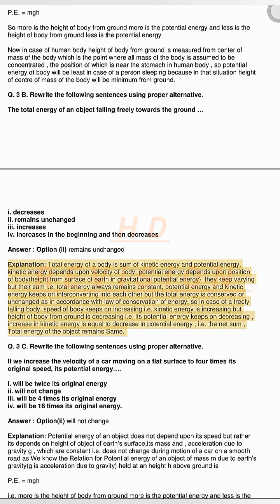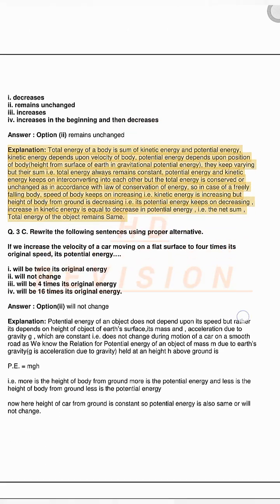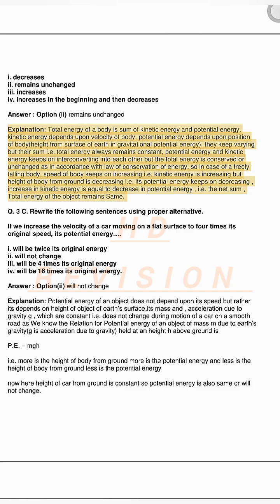Explanation. Total energy of a body is the sum of kinetic energy and potential energy. Kinetic energy depends upon velocity of the body. Potential energy depends upon position of the body, height from the surface of Earth, and gravitational potential energy. They keep varying, but their sum, i.e. total energy, always remains constant. Potential energy and kinetic energy keep on interconverting into each other, but the total energy is conserved or unchanged, in accordance with the law of conservation of energy.